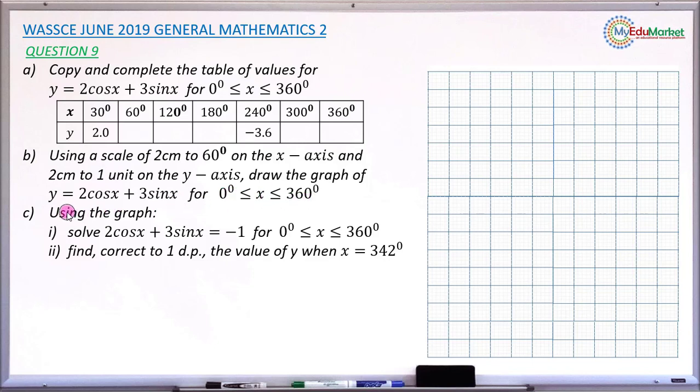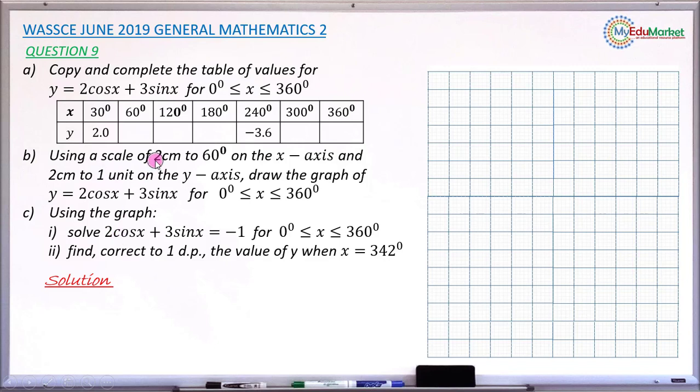Question C asks you to use the graph that you have drawn in question B to answer two questions. Number 1 says solve the equation 2 cos x plus 3 sin x equals minus 1 for the same range of values, 0 to 360. And question number 2 says find, correct to one decimal place, the value of y when x is equal to 342 degrees. These are the questions that we have to answer right now. So let's attempt to do that.